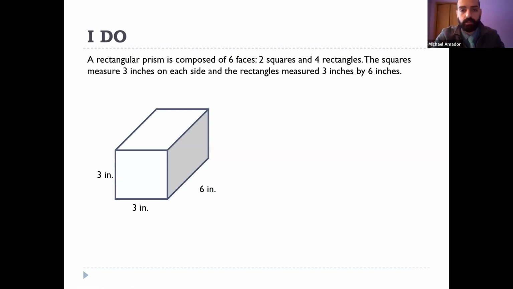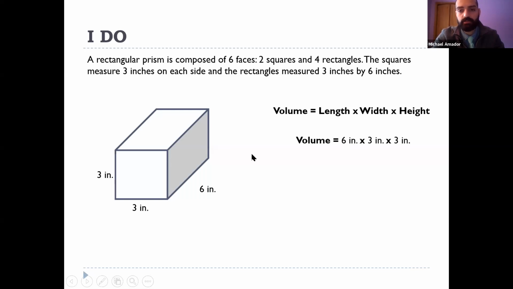Absolutely. The volume of the prism is the length times the width times the height. And so it's going to be 6 inches times 3 inches times 3 inches. That might be what you were asking, Esther. Should we include inches in the formula? Technically, yes, because these dimensions have units. So absolutely. 6 times 3 times 3 is 54 inches cubed.